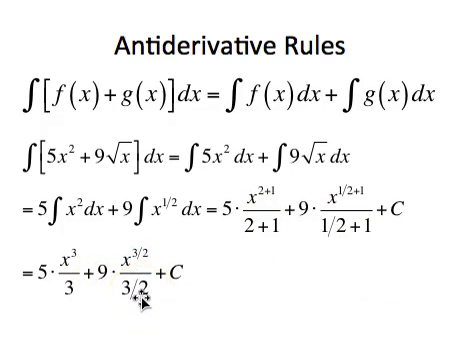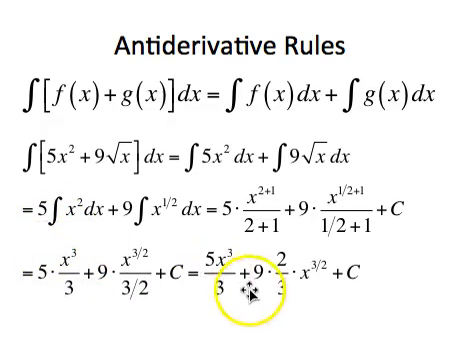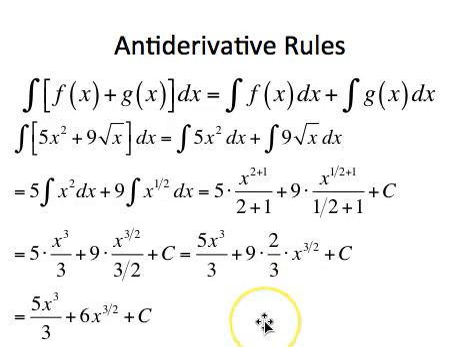9 divided by 3/2 is the same as 9 times 2/3. 9 times 2/3 is 6. So 5x cubed over 3 plus 6x to the 3/2 plus c will be our answer.